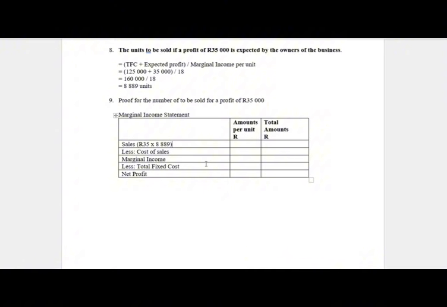Okay, so let's see how much we are getting. Let's put that on the calculator. How much is our sales? 35 rand multiply by 8,889. I'm getting 311,115. All right, and then why am I saying cost of sales there? Here it must be variable cost. Variable cost, not cost of sales, variable cost.